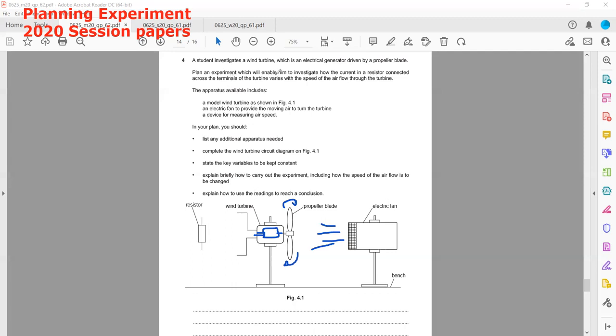We have to plan an experiment which will enable him to investigate how the current in the resistor connected across the terminal of a turbine varies with the speed of airflow. Like what is the effect of changing the speed of airflow on the current produced in the resistor that the student wants to investigate.